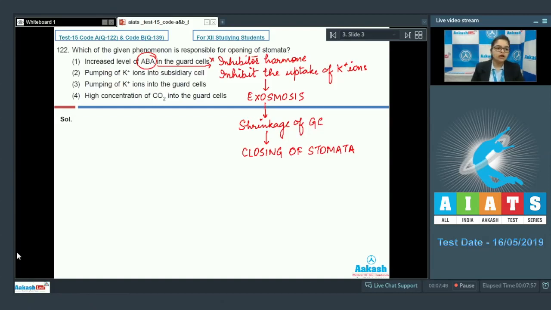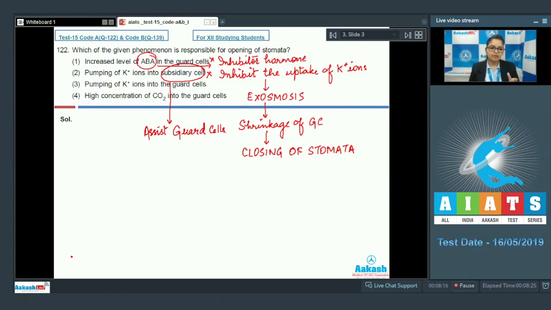Coming to option 2, pumping of potassium ions into subsidiary cells. So we know subsidiary cells are the accessory cells that assist guard cells, right? So potassium ions will come from the subsidiary cells into the guard cells with the help of certain pumps. So this statement 2 is also incorrect.